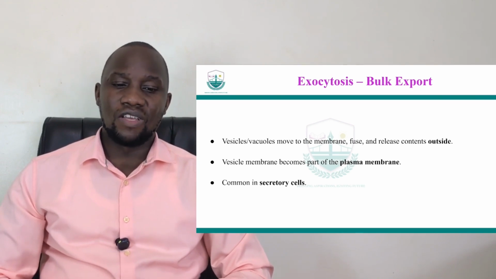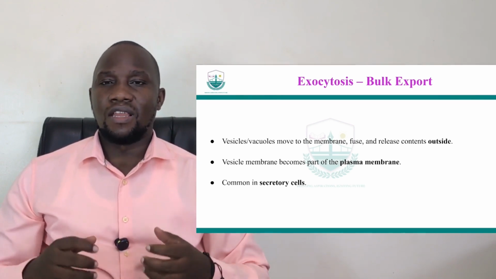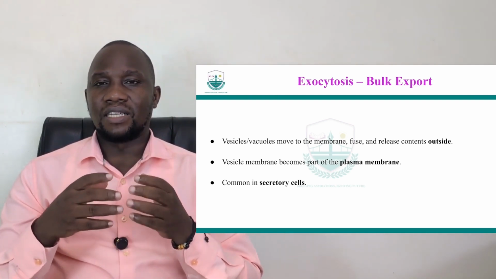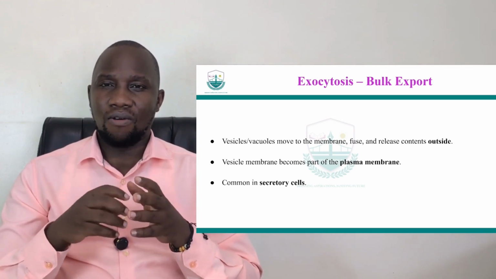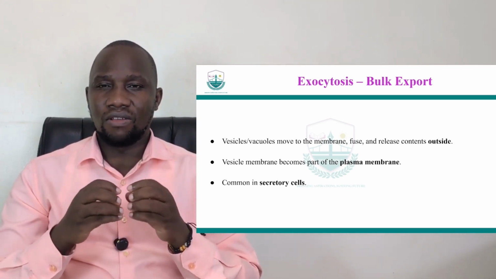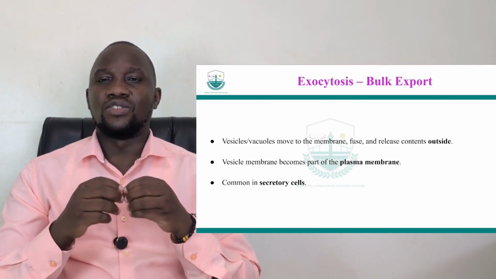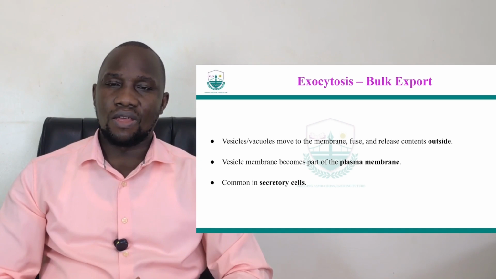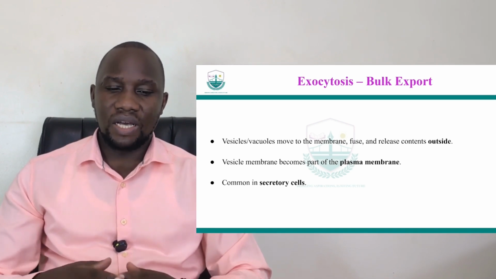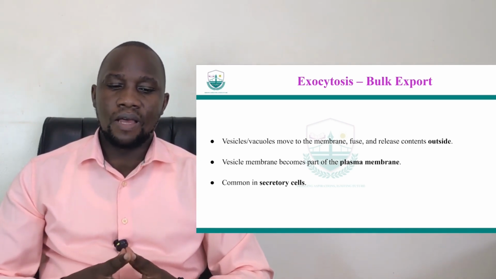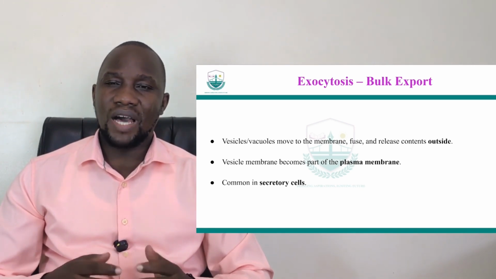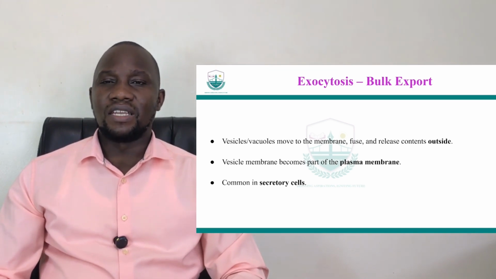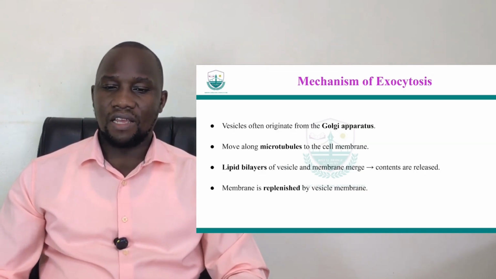So remember, talking about vesicles or vacuoles. These vacuoles are formed within the cell. That is, say that the waste materials of the cell collect into the vacuole, and then this vacuole has to fuse with the cell membrane, and then the things are released into the surrounding environment outside. Okay, and then the vesicle membrane becomes part of the plasma membrane, and this is what secretory cells basically have.